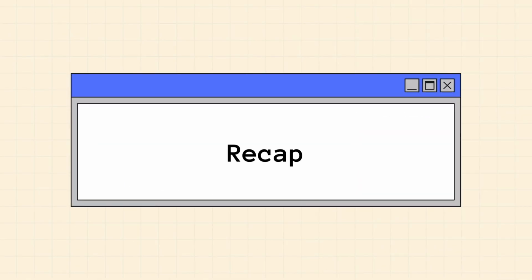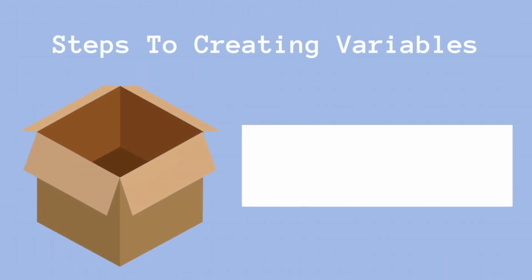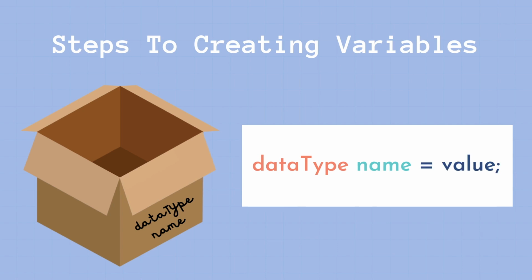Let's quickly recap everything we learned. The first step in creating a variable is to create an empty container, which we can do by specifying the data type and the variable name. Step 2 is where the real fun begins. It's time to give our variable a value. All we have to do is set the value equal to the data type and variable name. And voila, our box has been filled with something.